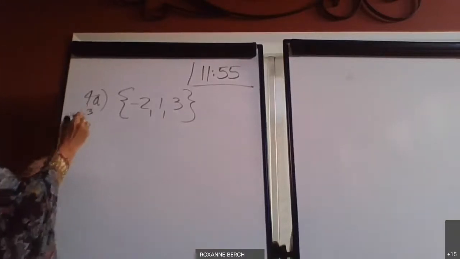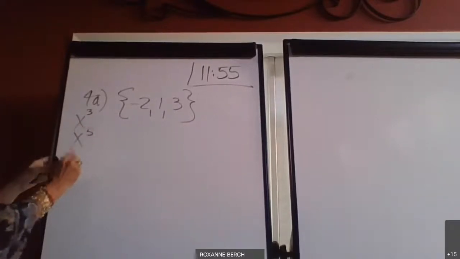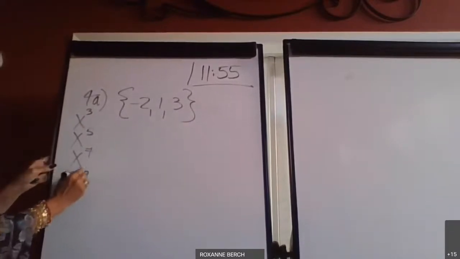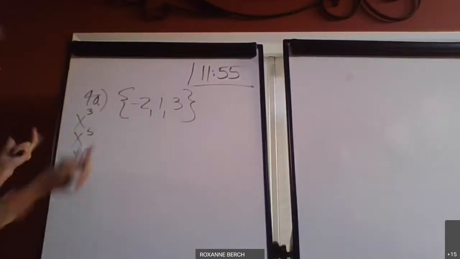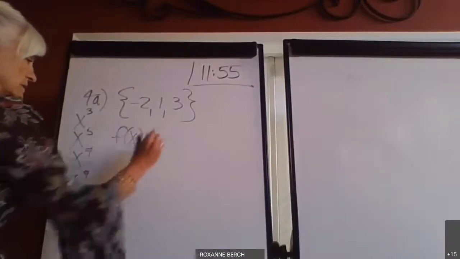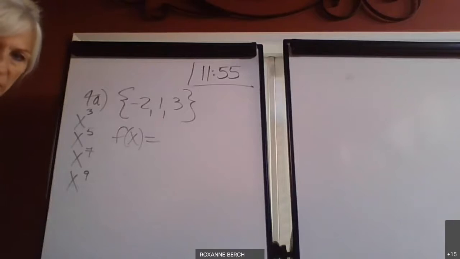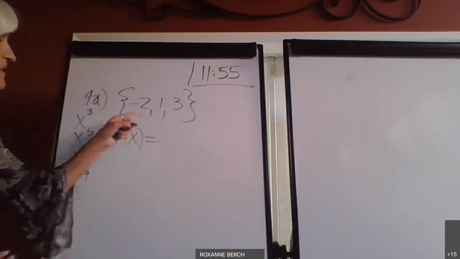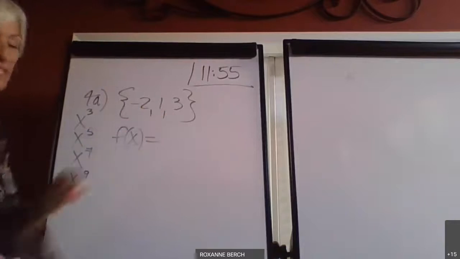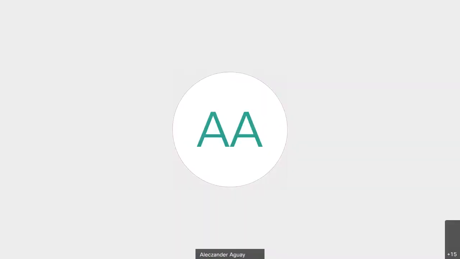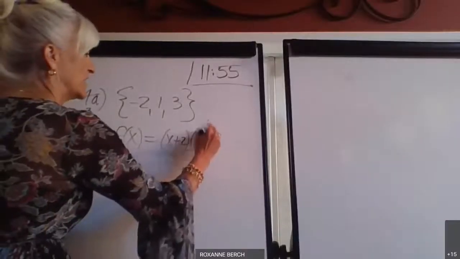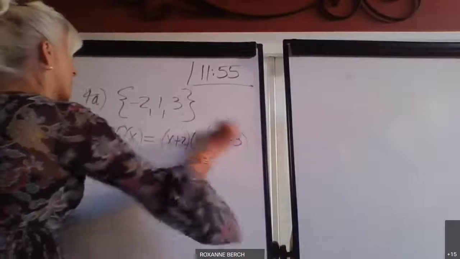So it could be x cubed. It could be x to the fifth. It could be x to the seventh. It could be x to the ninth. So what do you think it is? You have to write the function now. Well, isn't the graph crossing at all the intercepts? So doesn't that mean this multiplicity is one, multiplicity one, multiplicity one? So it'd be cubed, right? So what is it? It's x plus two times x minus one times x minus three, isn't it?